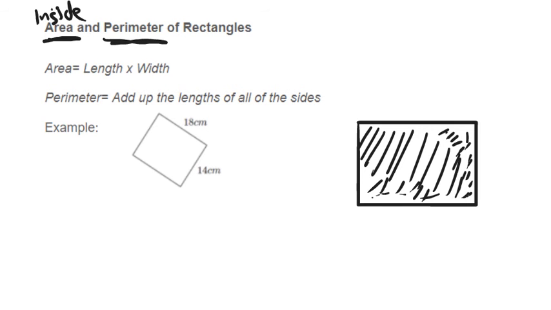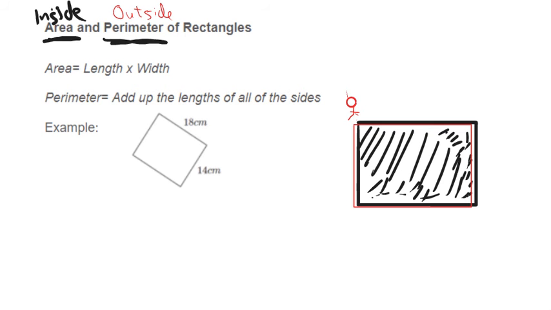Perimeter then is the other one. If area is inside, then perimeter is the outside. What we mean is it's the distance around the outside. So if I start in the corner of the room up here, and I was to walk all the way around the outside of the room, and then get back to the start, that is the distance that I've traveled. So it's the distance all the way around.